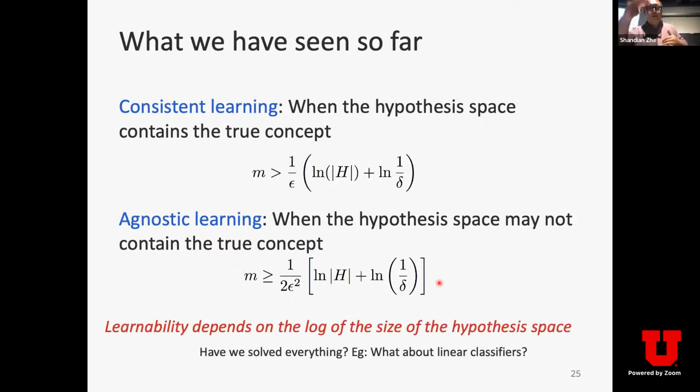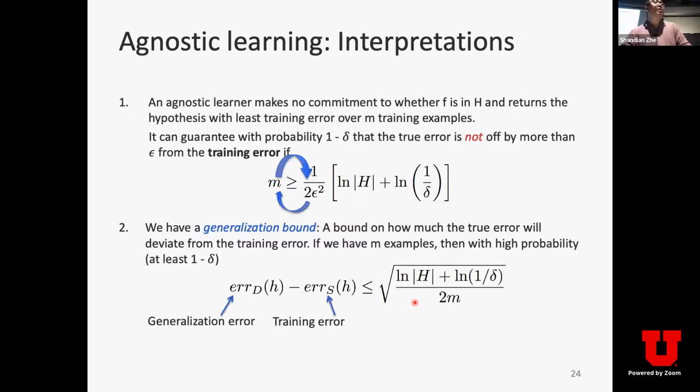So far, for the consistent learning case and agnostic learning case, we derived the corresponding sample complexity bounds. Both bounds rely on a measurement of the complexity of the hypothesis space, which is just the logarithm of the size of the hypothesis space. That brings a new issue: what if your hypothesis space is infinite? If it's infinite, then this logarithm of the size is meaningless, and your sample complexity bound and also your generalization error bound will be meaningless as well. If the logarithm of the size of H is infinite, this bound is infinite.